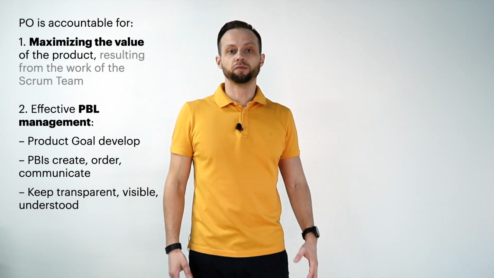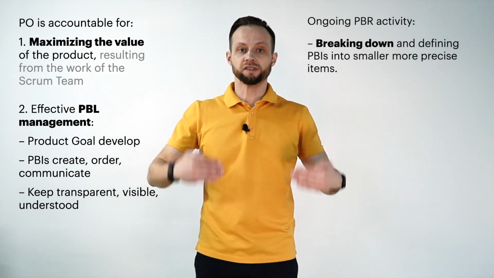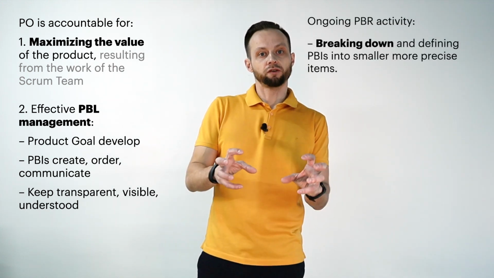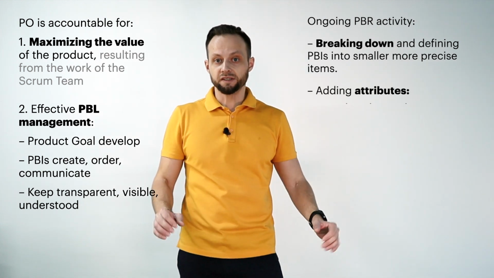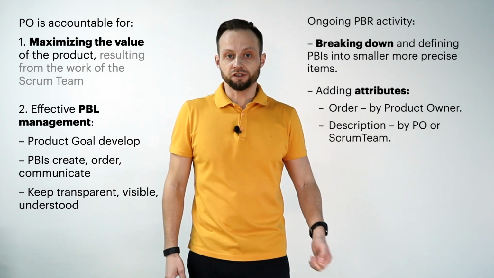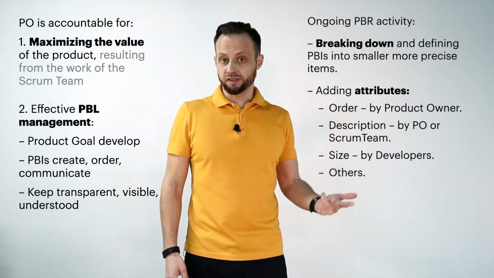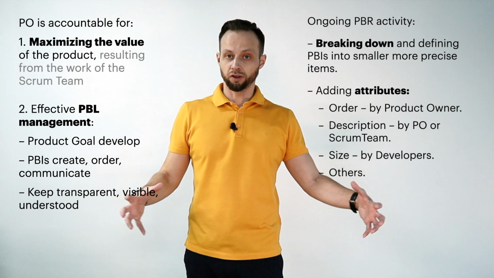The Scrum team performs an ongoing refinement activity of breaking down and further defining smaller, more precise product backlog items, adding details and attributes such as description, order, and size, so that they can be done within one sprint.